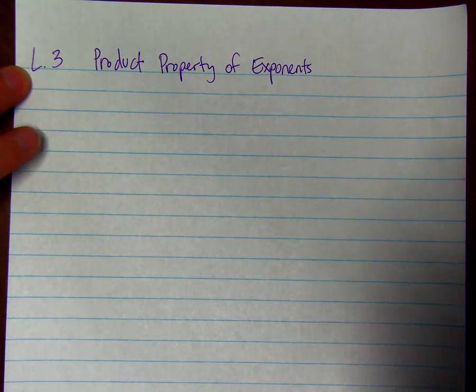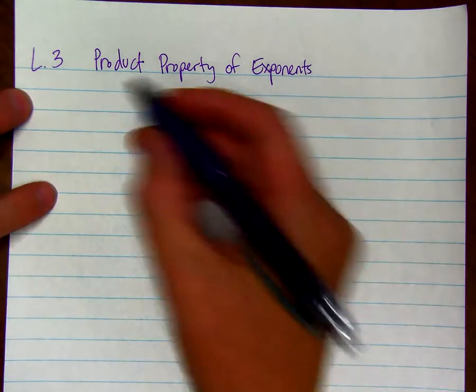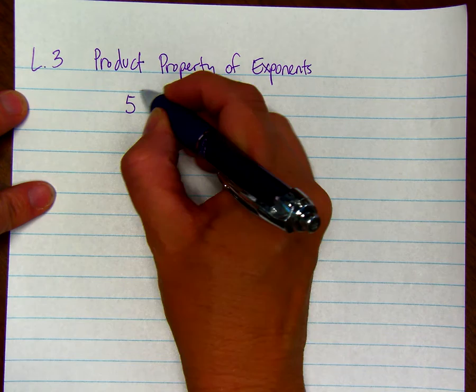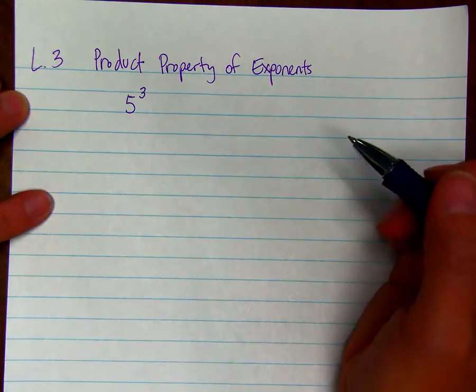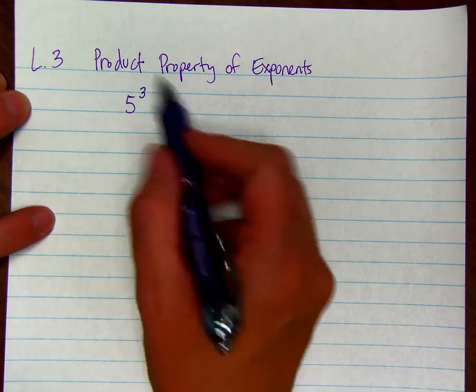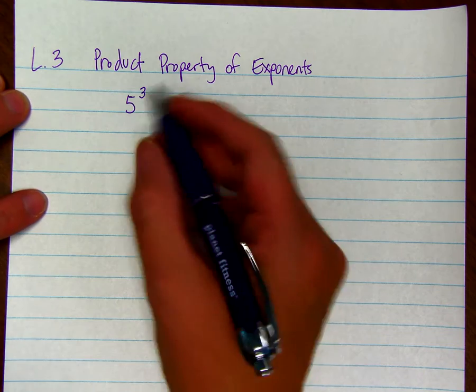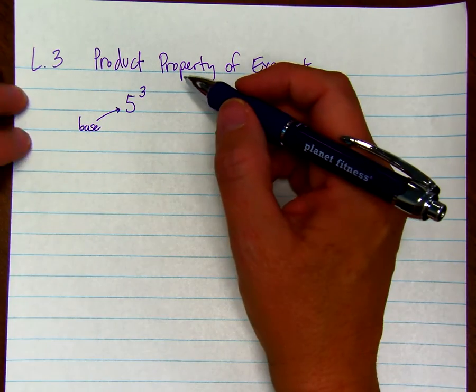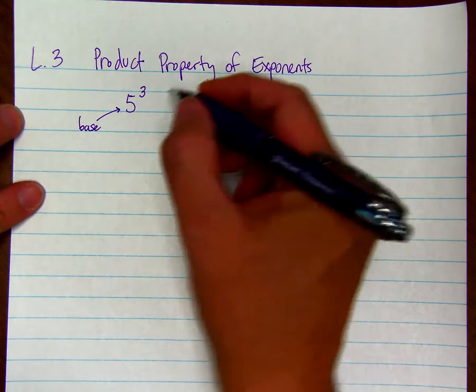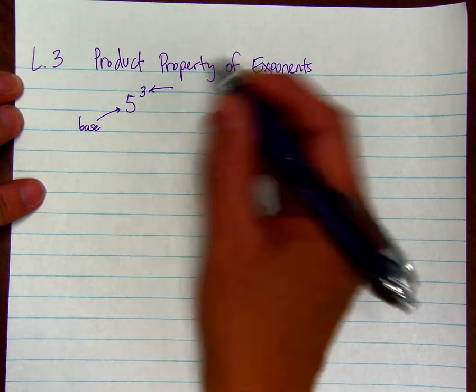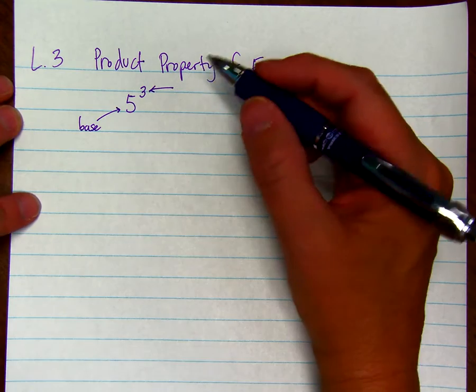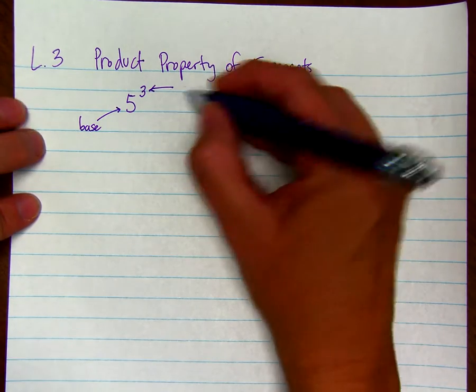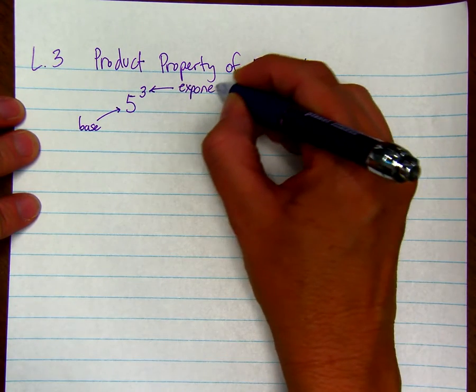So the product property, well, first before we start, we need to know what is a base and what is the exponent. So in our example, 5 cubed, the base is the 5. The number that's being raised, or the variable that's being raised, is called the base. The little number that's up above in the top right corner is called the exponent.